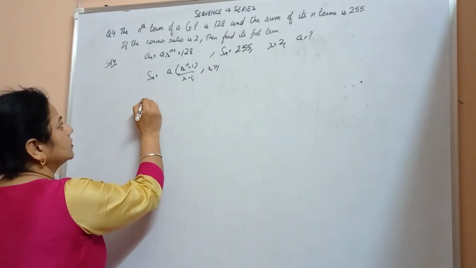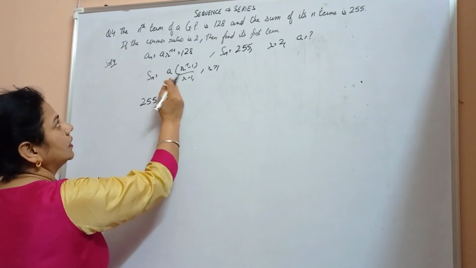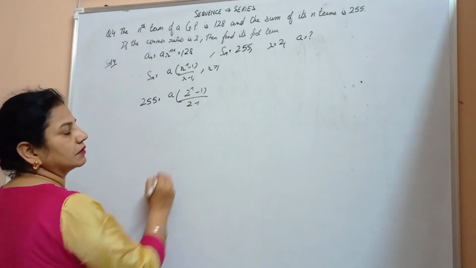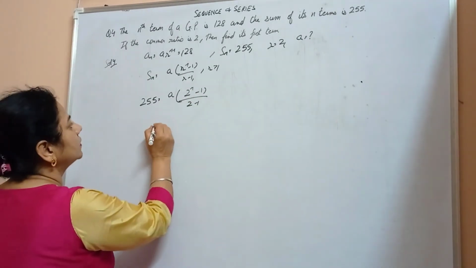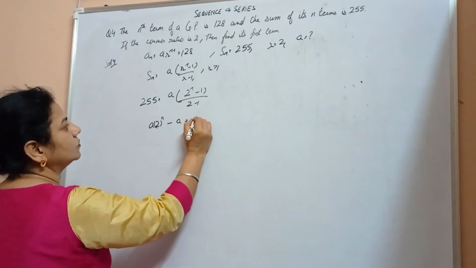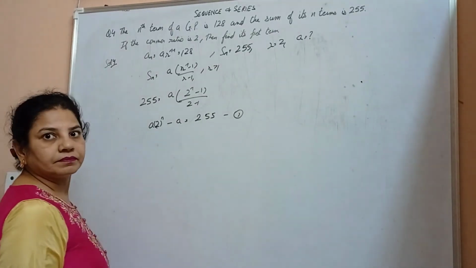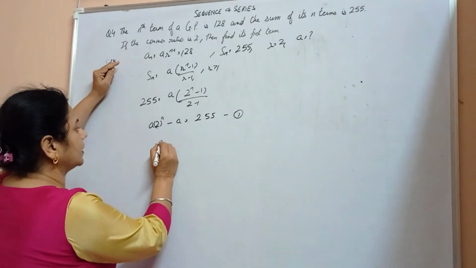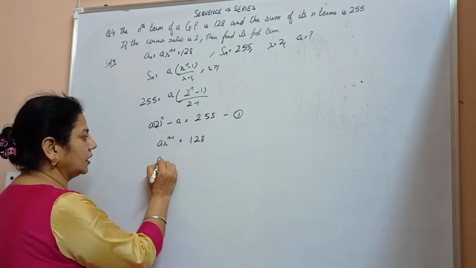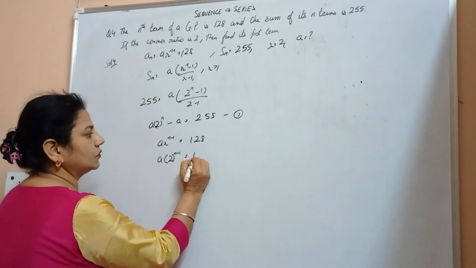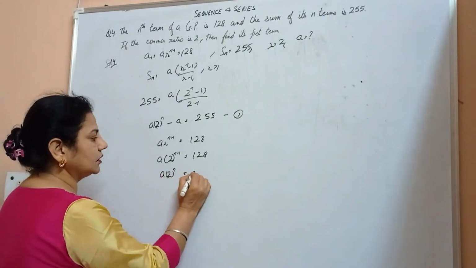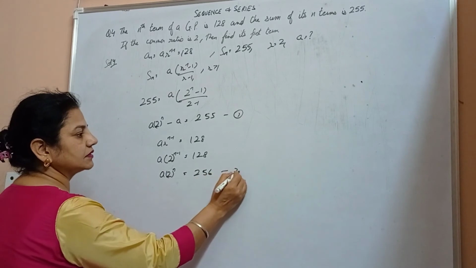Substituting the values, 255 is equal to a, which we have to calculate, times (2 to the power n minus 1) upon (2 minus 1). So here we get a 2 to the power n minus a is equal to 255. This is my first equation. Second, I know a r to the power n minus 1 is equal to 128. So instead of r, I can put 2. So a 2 to the power n minus 1 is equal to 128. Multiply both sides by 2. I get a 2 to the power n is equal to 256. So this is my second equation.